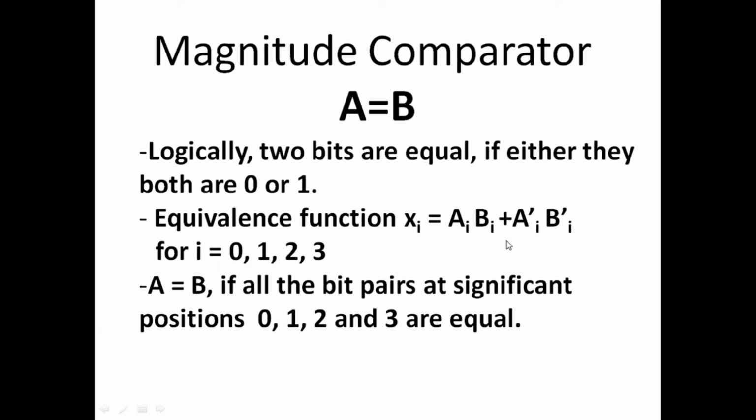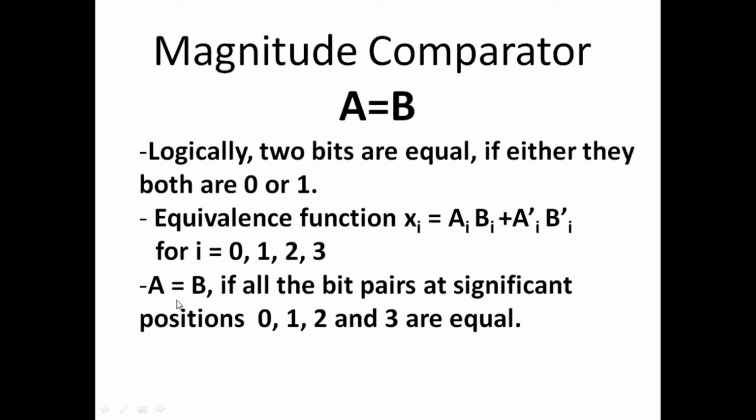So in either case, whenever the values of ai and bi are the same, whether they are both zeros or both 1, this function would give 1. The value of xi would be 1. So this equivalence function exactly determines if the two bits at a particular position represented by i are equal or not. This logical function represents the equivalence at a particular significant position.